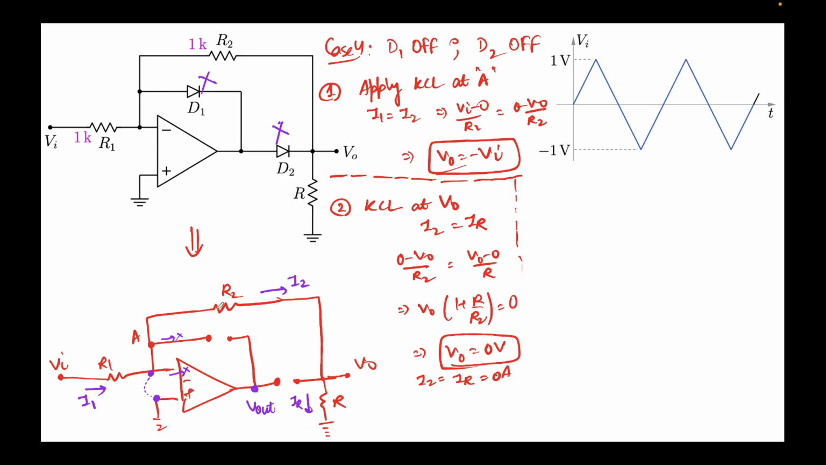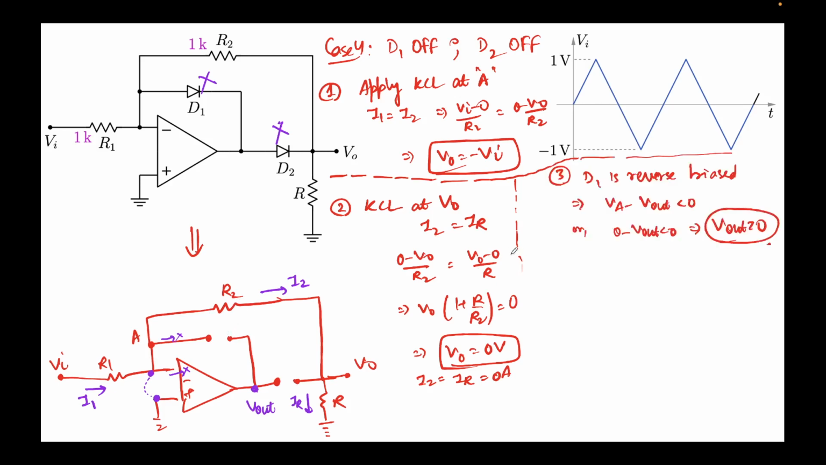Now we are required to test the conditions, whether these diodes are indeed reverse biased or not. Alright, so let's first do the reverse bias for D1, this diode. Its P terminal minus N terminal voltage should be negative. Its P terminal is connected to A, so VA minus V out should be negative. VA is at ground, so minus V out should be less than 0. You rearrange the terms and we get V out is greater than 0. Alright, this is the first expression for V out.